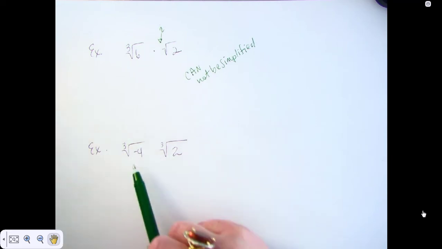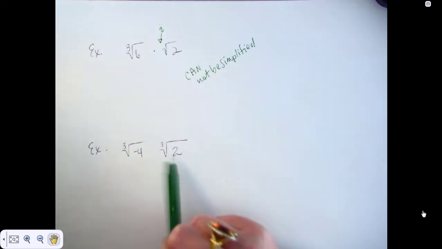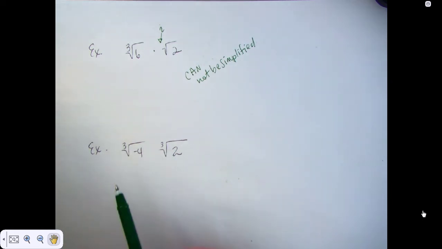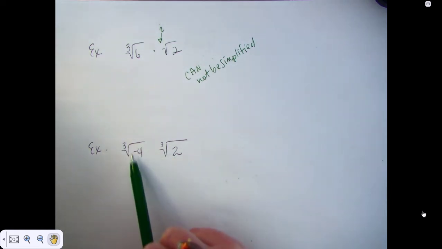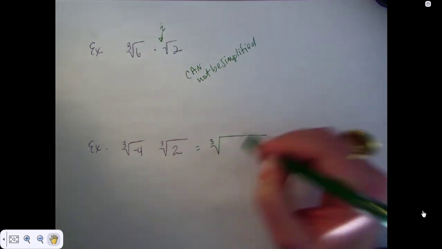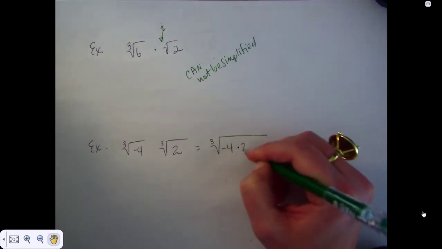Now this one, as long as these two things are real, then we can multiply them together. So cube root and cube root, they're the same. They're both real. You can take a cube root of a negative number, so that one's good. So these can be multiplied together. So we can put the two radicands underneath the same radical with multiplication.